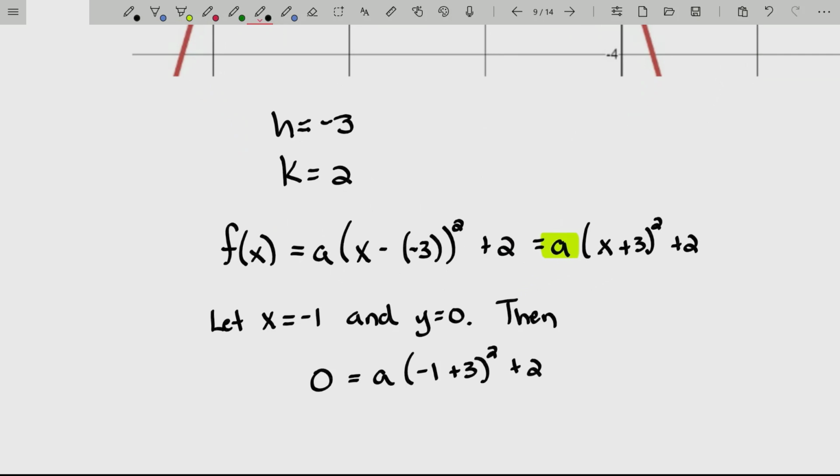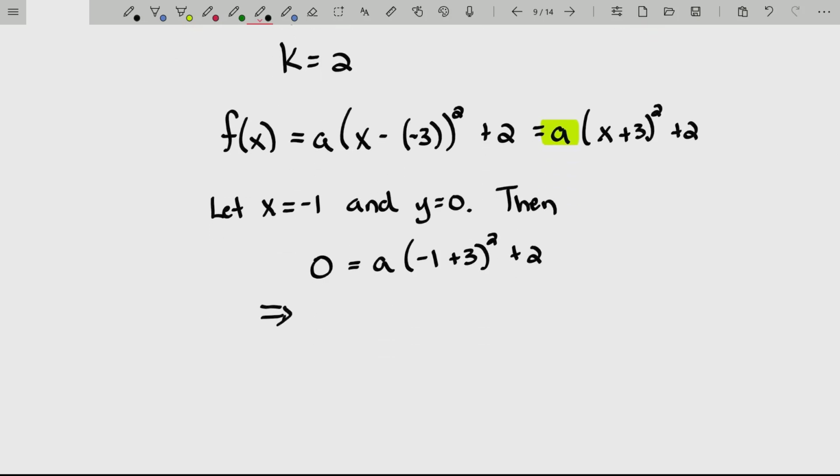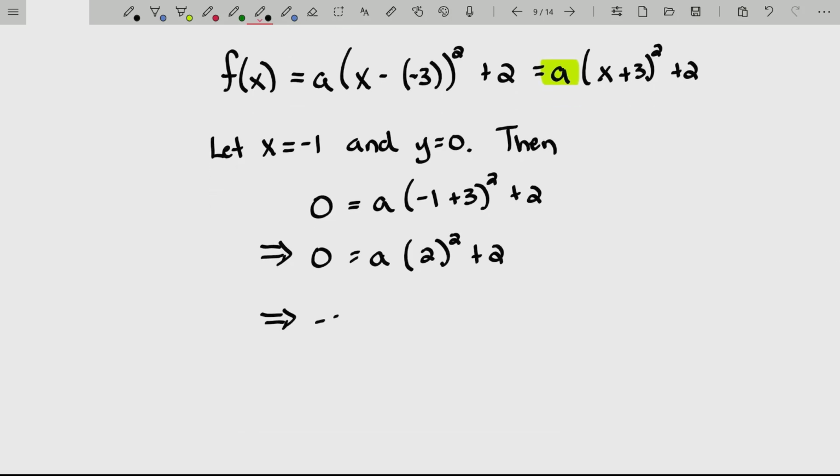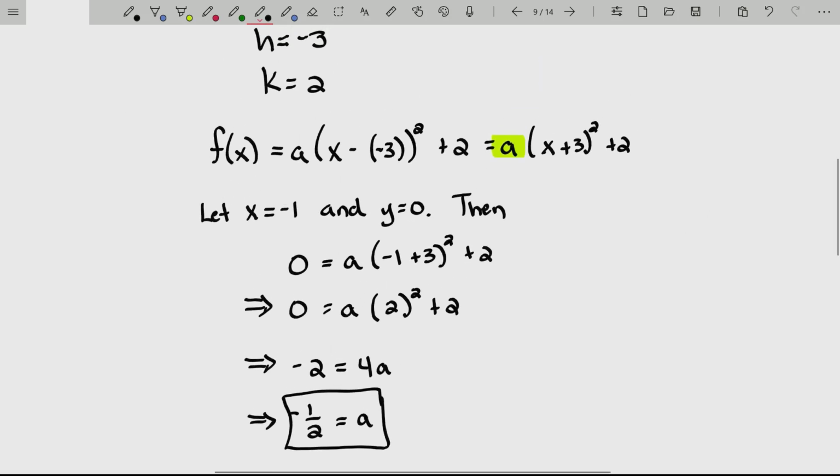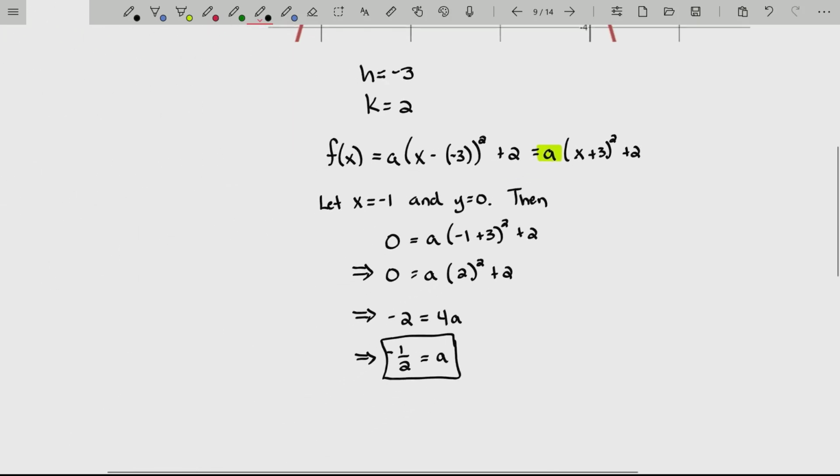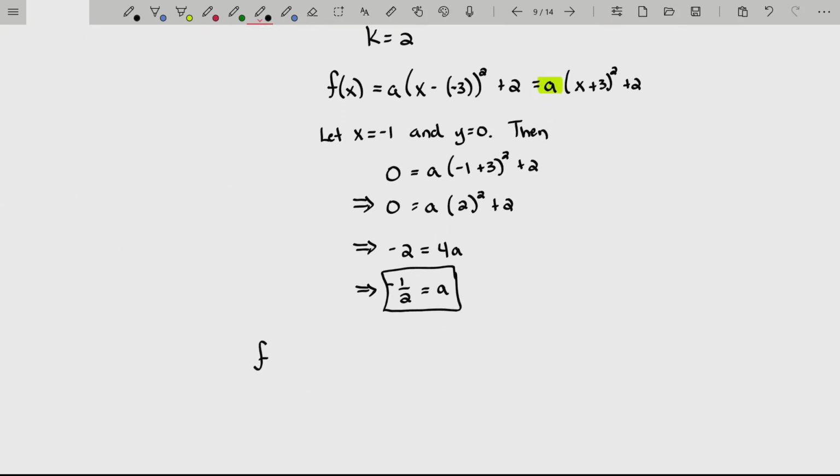Notice how nice the equation gets. The y value is 0, the output, and the input, x, is -1. This allows us to start to solve for a. Subtract 2 from both sides. You have 4a is equal to -2, so therefore a must equal -1/2. Now just go back to your original function, this guy right here, and substitute in -1/2 for a. So f of x must therefore be -1/2 times (x plus 3) quantity squared plus 2.